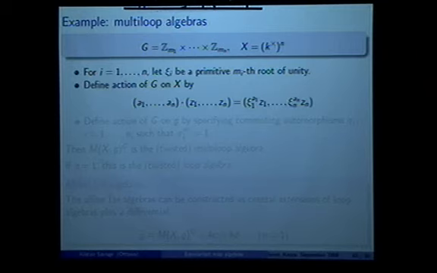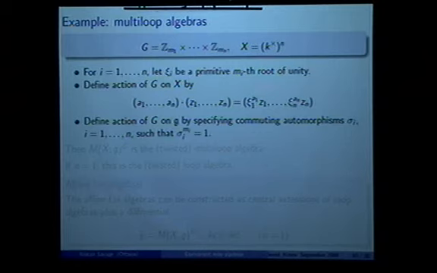Well, that's just the same as giving n commuting automorphisms of this Lie algebra, such that if you raise this sigma_i to the m_i, you get the identity. Right? This is equivalent to specifying an action of the group, this group G, on your Lie algebra. So then you can consider this twisted multiloop algebra.